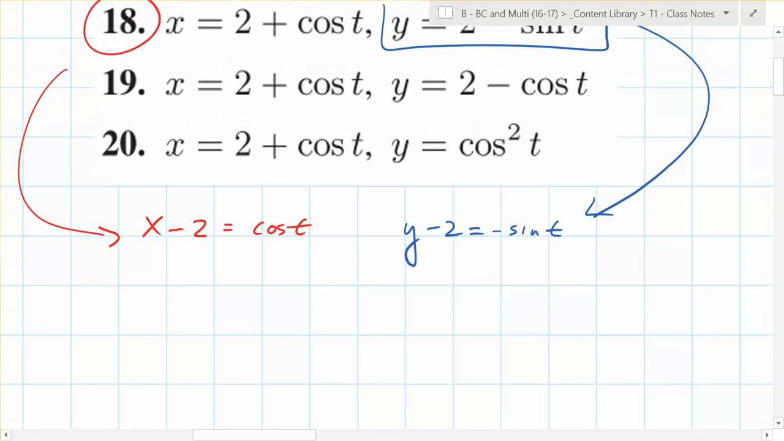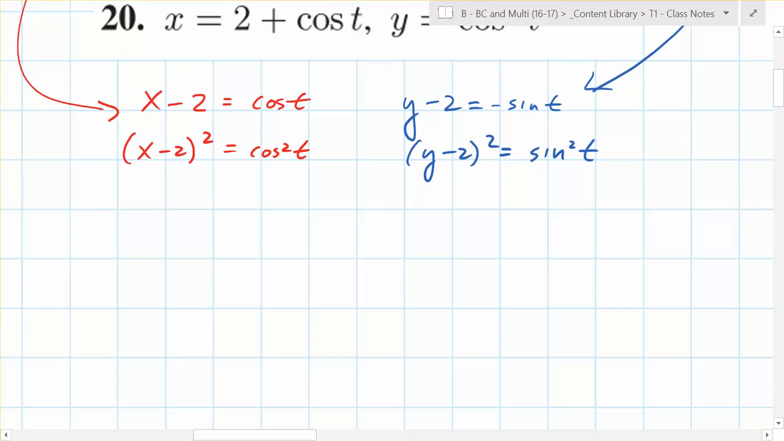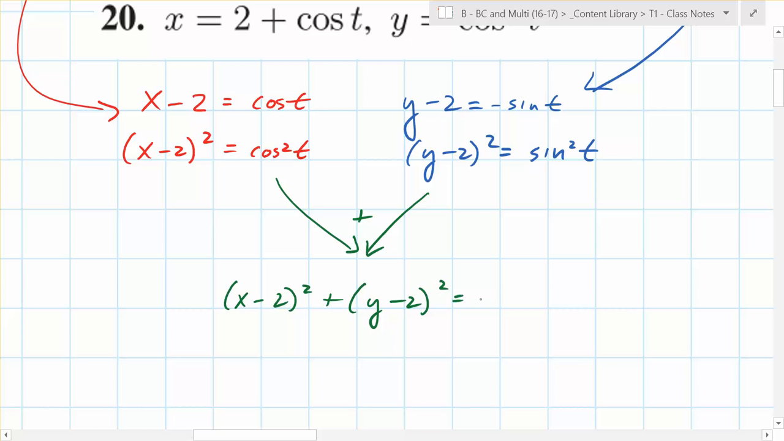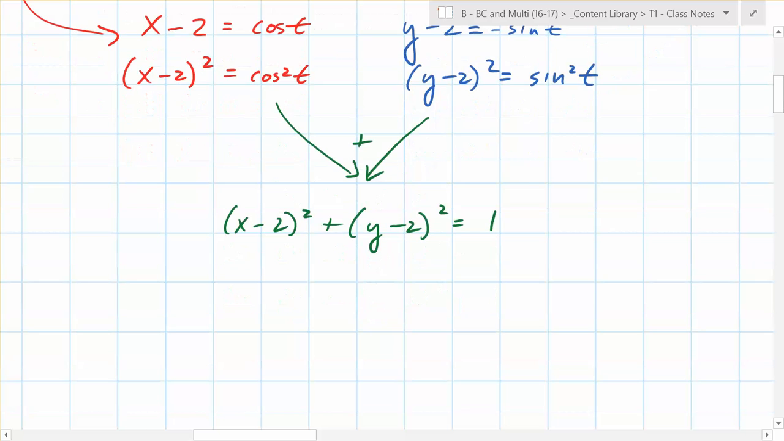So what can I do to both sides of these? Square them. If I square both sides of both of these, you get x minus 2 squared is equal to cosine squared t. And what do you get over here? Y minus 2 squared. What happens to that negative? It just becomes positive. Now, what happens when I add them together? X minus 2 squared plus y minus 2 squared is equal to what? 1.